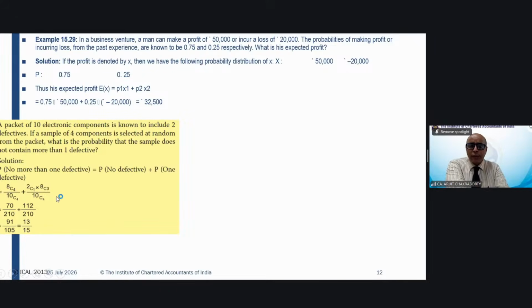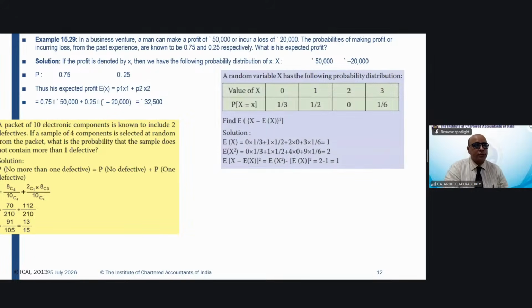And the remaining item is 1, because out of 4 items, 3 are good, 1 is defective. That defective item I can select in 2C1 ways. You can see 2C1. So together we get the probability. So this is an application. This chapter has a lot of applications from permutation combination as well as from dispersion, and even your background knowledge of the principles of central tendency also is put to use.